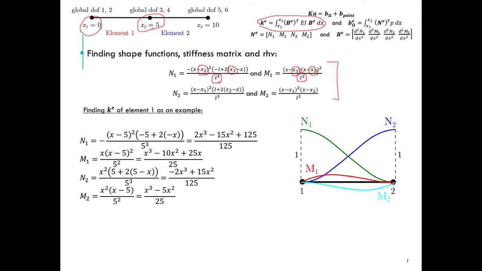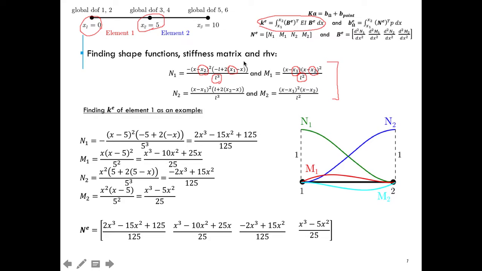Anyway, okay, so I've got my shape functions, and then from my shape functions I can write out my n matrix if I so want. Just putting in the values for each of the respective n1, m1, n2, m2.